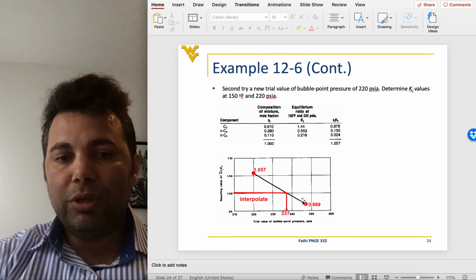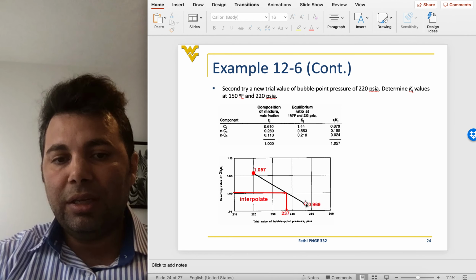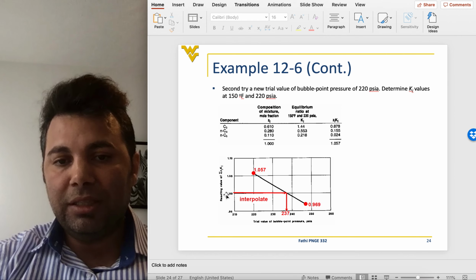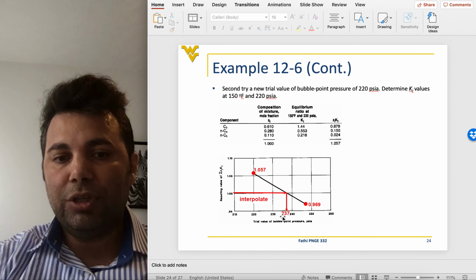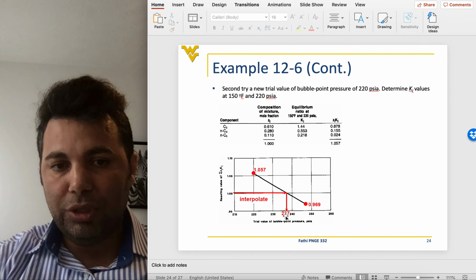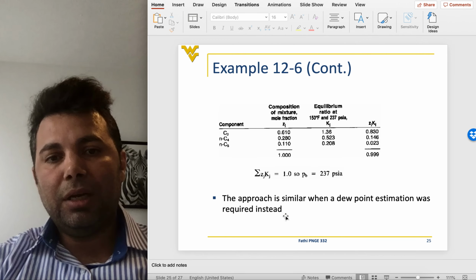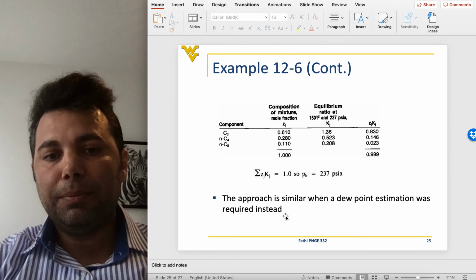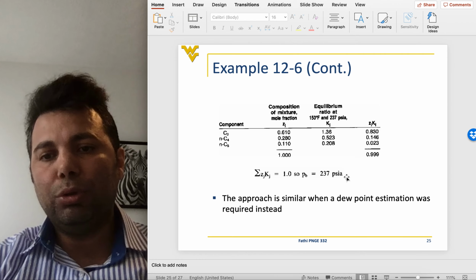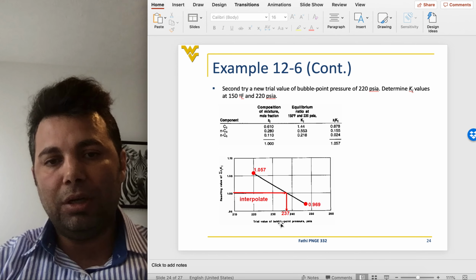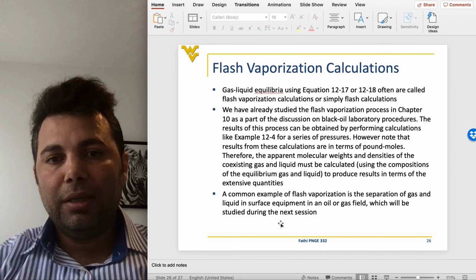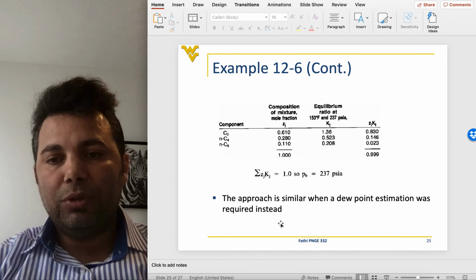Then you can write the equation for this straight line and find what would be the right pressure that gives you the summation being equal to 1. And that becomes the bubble point pressure for the real solution. This is basically the confirmation. You don't have to confirm it. As soon as you find this through the linear interpolation, you are done with this example. And the same is valid for the dew point pressure.